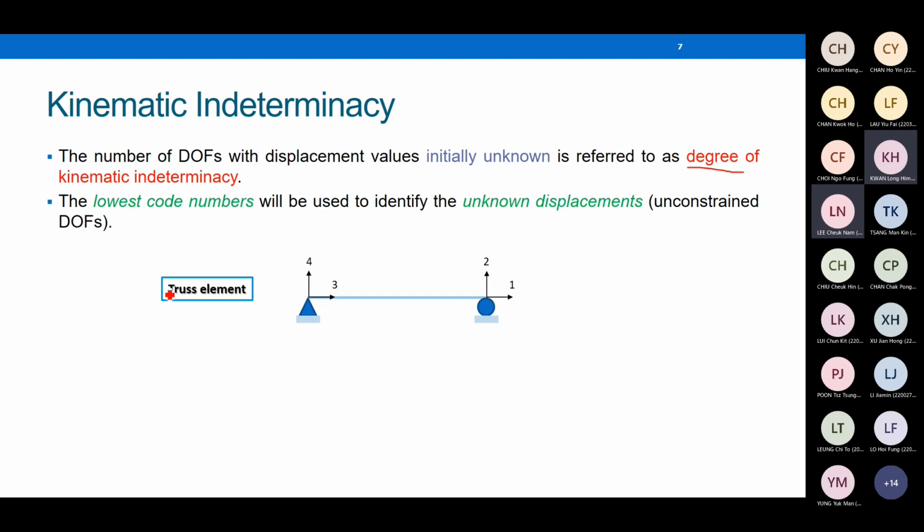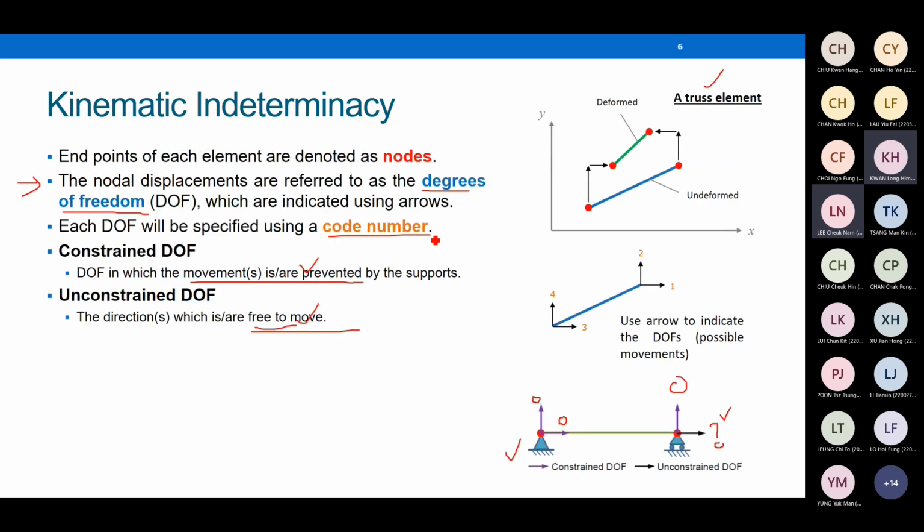Using the same problem, a truss structure, the same truss element, one end pin, one end roller. As we mentioned before, we have two nodes, node on the left, node on the right. For each node, we have 2 degrees of freedom, one horizontal, one vertical. And then you have to assign code number to describe the movements. And as I mentioned right here, in theory, you can assign code number in arbitrary manner.